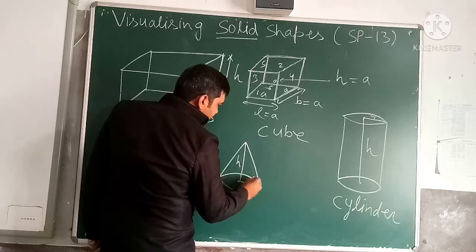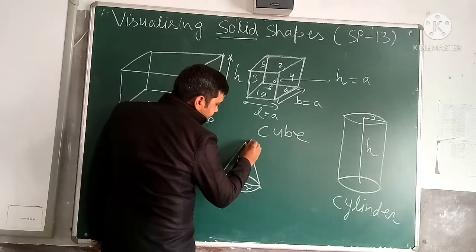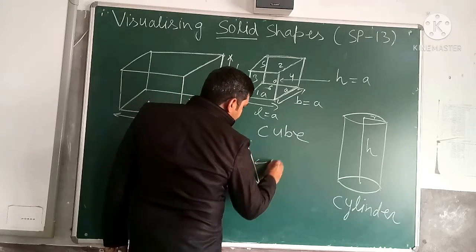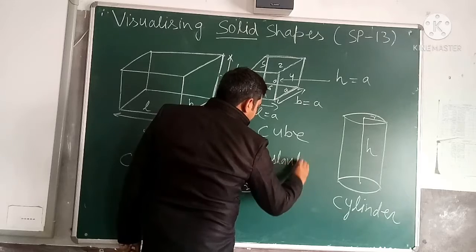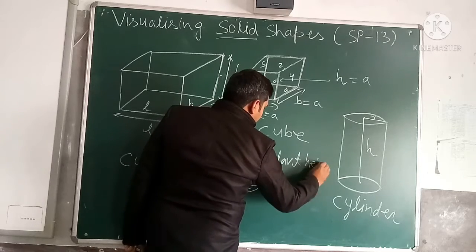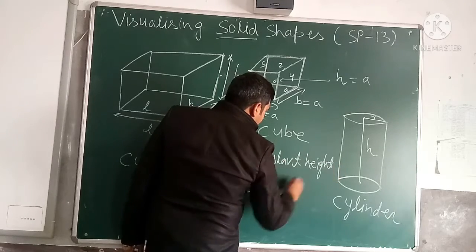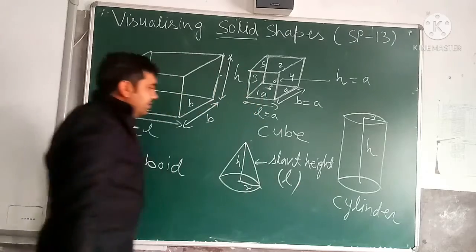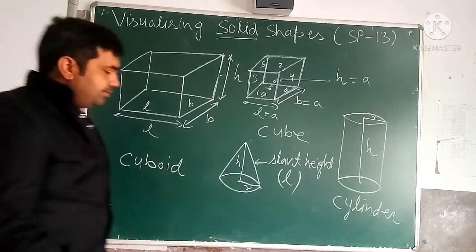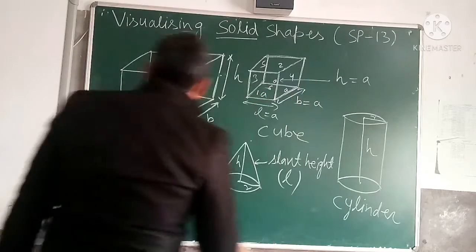This is called the height, and this is called the slant height. Slant height of the cone is represented by small l. Okay, now the next.